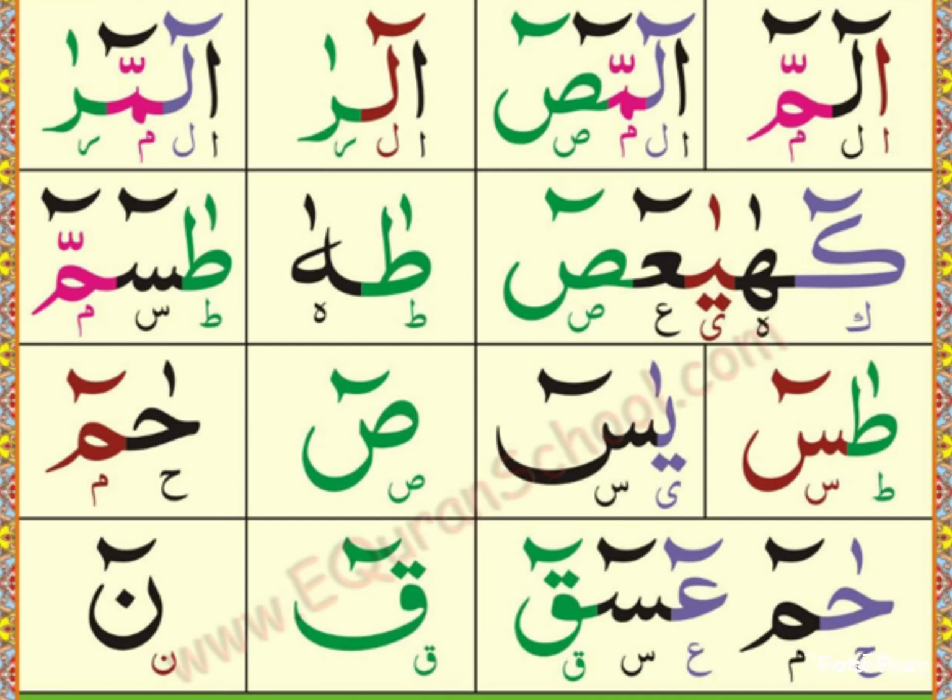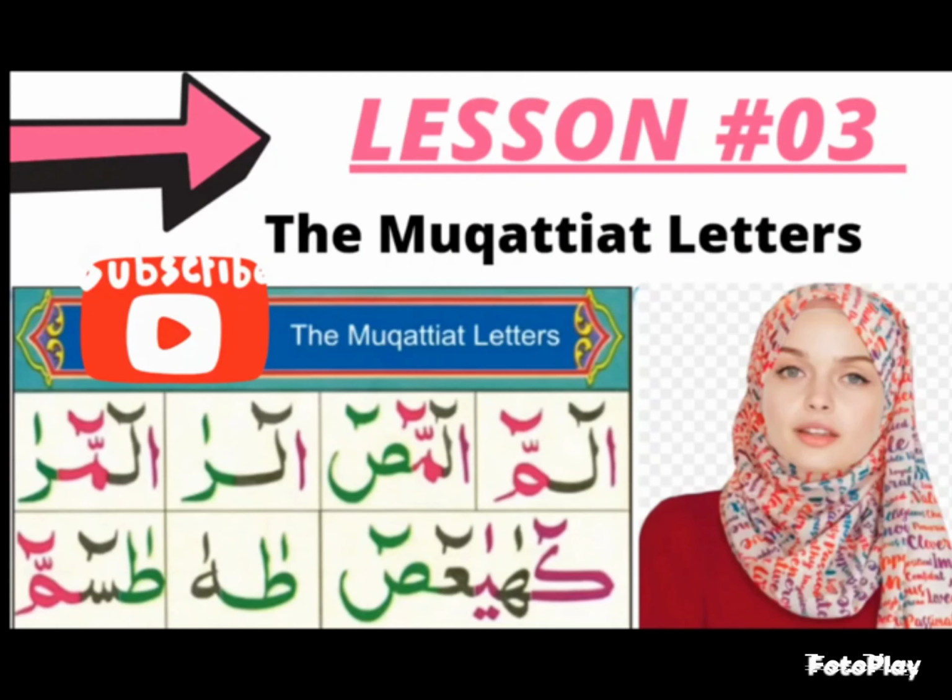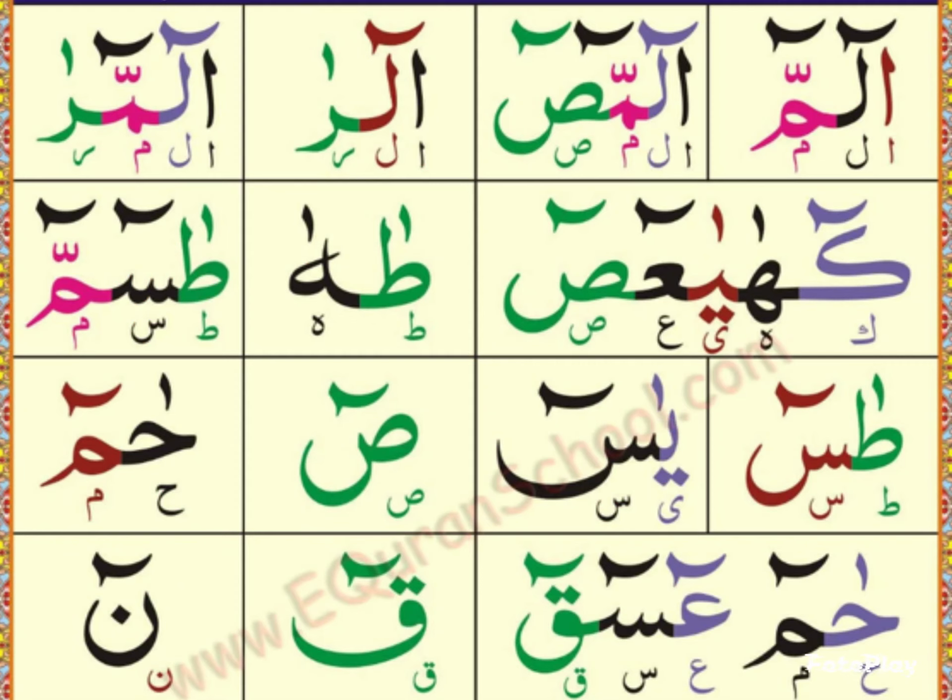Now the second letters: Alif, Lam, Mim, Sad. Alif, Lam, Ra. I just elongate the Ra 1 second because the quantity is 1 second, while the quantity for the mad is 3 to 5 seconds.